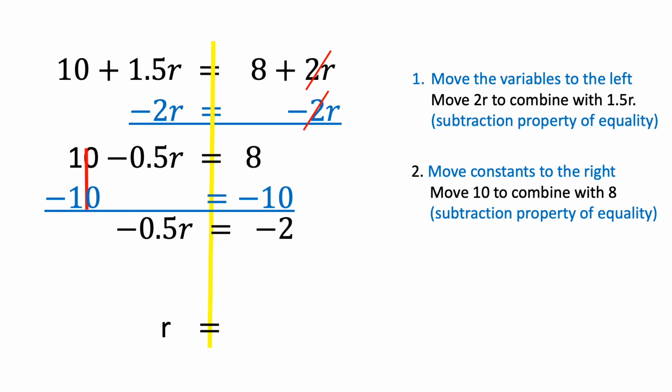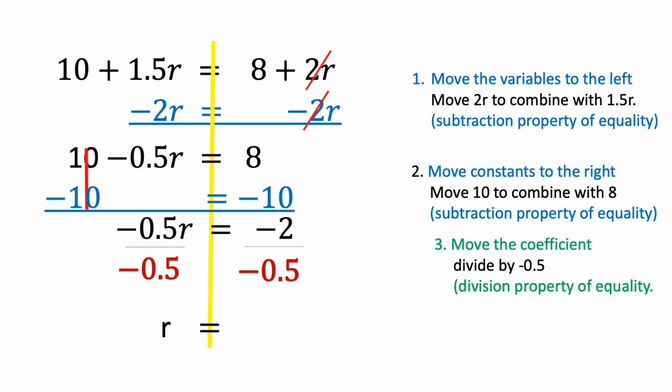Then we divide by the number next to the variable. A negative divided by a negative is a positive. And negative 2 divided by negative 0.5 equals positive 4. So r equals 4 rides. After 4 rides, these two fairs would have the same cost.